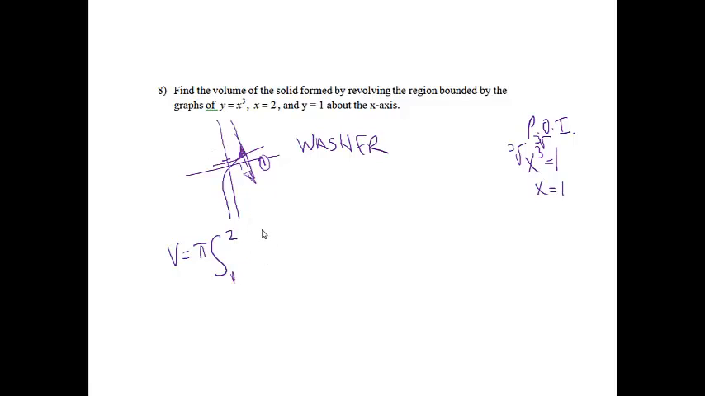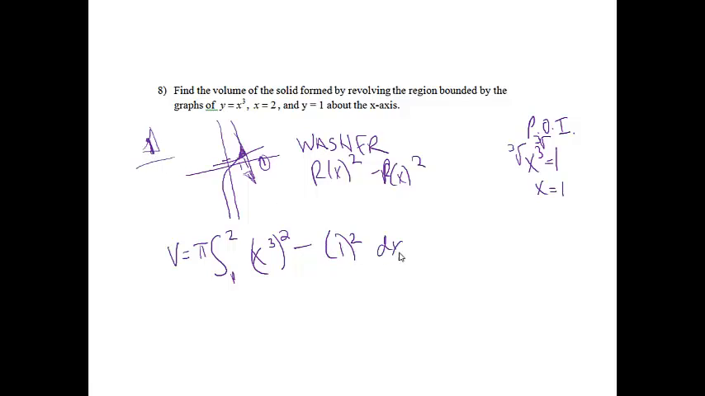And then for washer, we want to do the outer radius squared minus the inner radius squared. So if I draw a line through it and put little dots there, which dot is furthest away from the x-axis? It's going to be this dot right here, and that's the curve x cubed. So I'm going to have x cubed squared minus the inner one, which would be the dot that's closest to the x-axis, and that would be y equals 1. So it's going to be 1 squared dx.